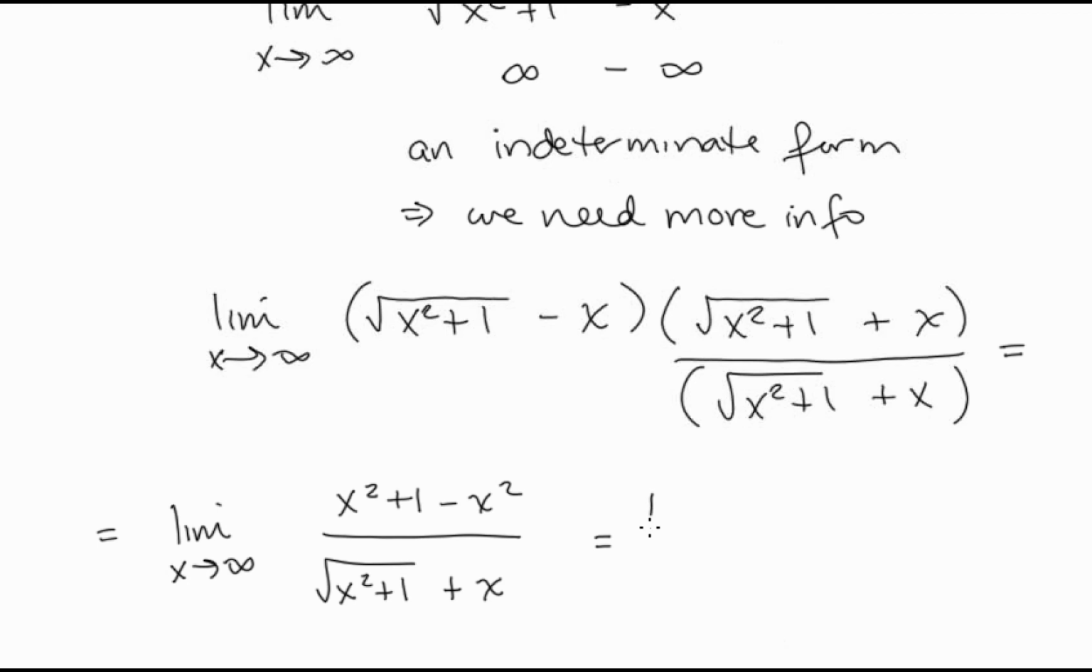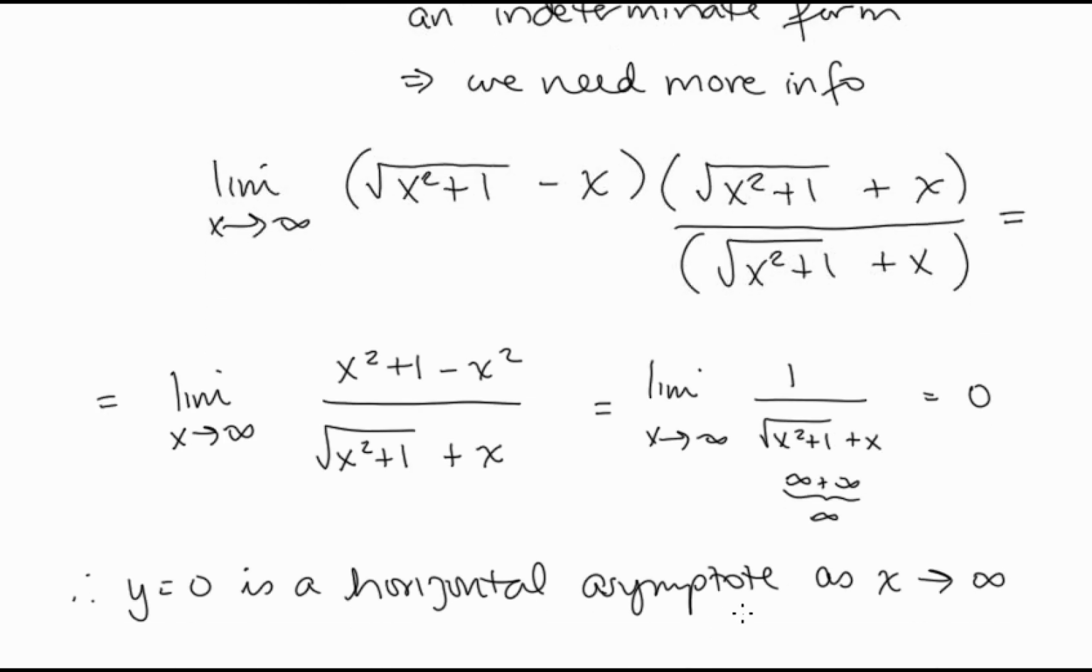So here we have the limit as x goes to infinity of just 1 over radical x squared plus 1 plus x. And so we have infinity plus infinity, that's infinity in the denominator. 1 over infinity is equal to 0. So we have y equals 0 as a horizontal asymptote as x goes to infinity.